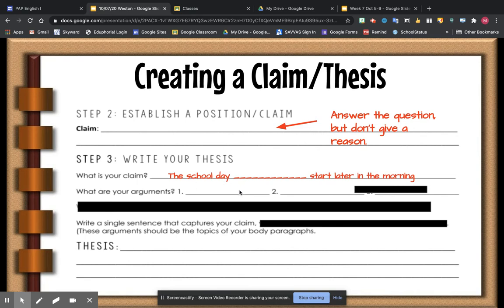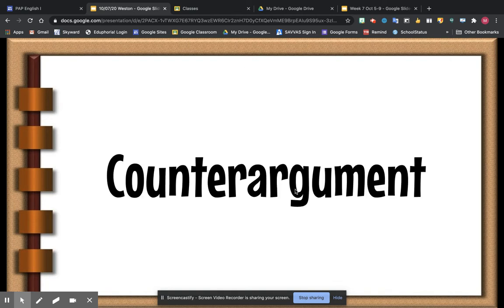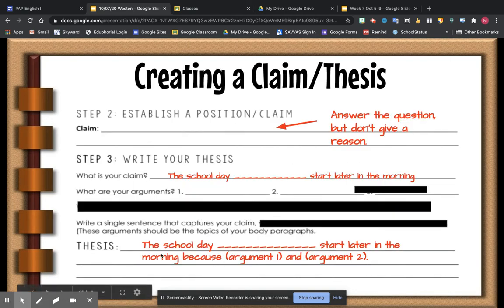The school day should or should not start later in the morning. And then, of course, you give your two reasons, and you gather those reasons from your research. And then you wrote a thesis. The school day should start later in the morning because argument 1, argument 2, or should not, and then list argument 1, argument 2, and this becomes your thesis statement.